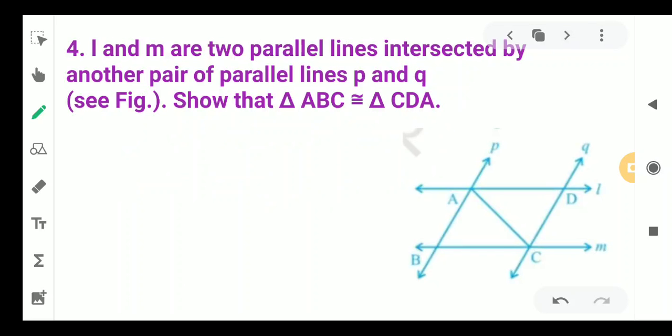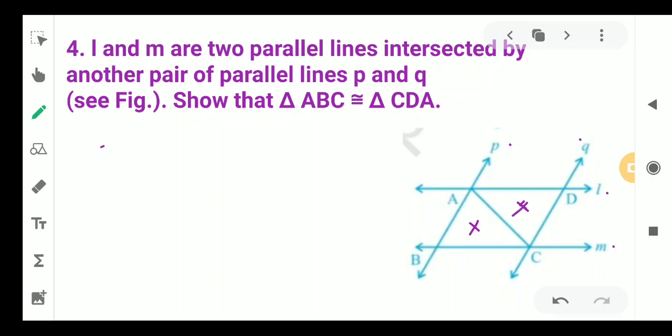One more question let me take. L and M are two parallel lines intersected by another pair of parallel lines P and Q. So here it is given L and M are parallel lines, P and Q are parallel lines. Show that triangle ABC is congruent to triangle CDA. ABC means this one and CDA means this one. We have to prove them congruent.